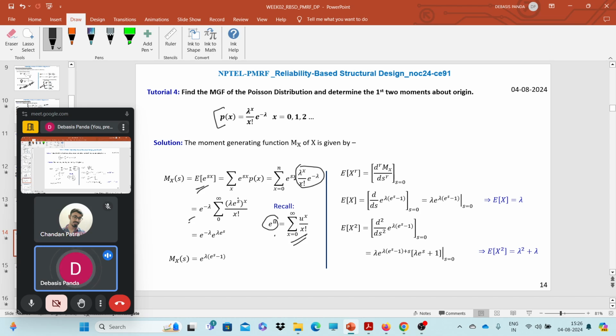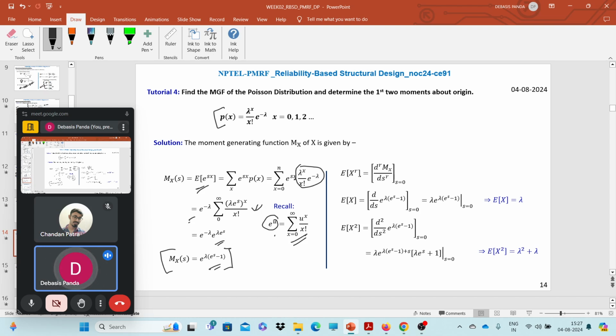Just look at this format and it will fall exactly in that series format. That means we can easily write down the moment generating function as e to the power minus lambda times e to the power lambda e to the power s. So finally we have got the moment generating function for the Poisson distribution. It is nothing but e to the power lambda bracket e to the power s minus 1.